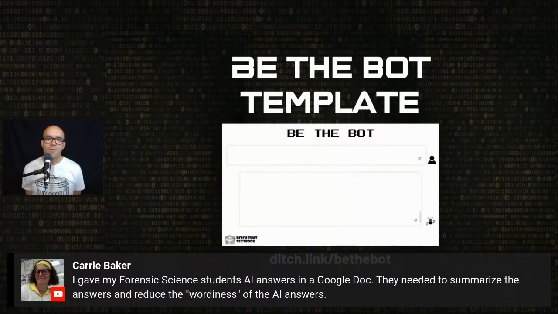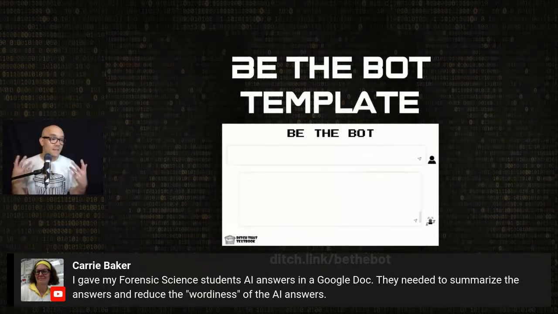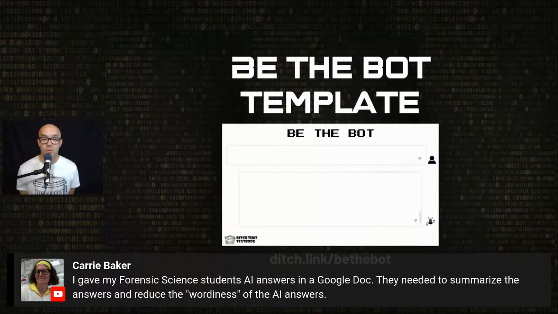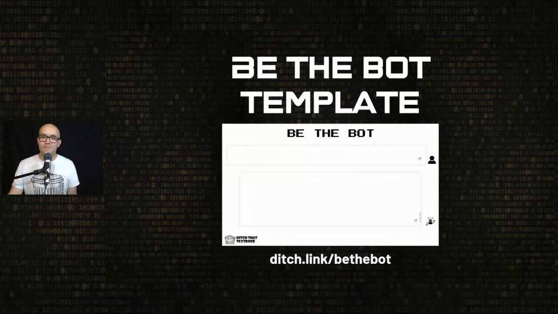Carrie says, I gave my forensic science students AI answers in a Google Doc. This is that whole not being the end user thing I was just talking about. They needed to summarize the answers and reduce the wordiness of the AI answers. And there's a lot of good, solid thinking when you do that kind of thing. You're basically justifying what's important, right? Okay.